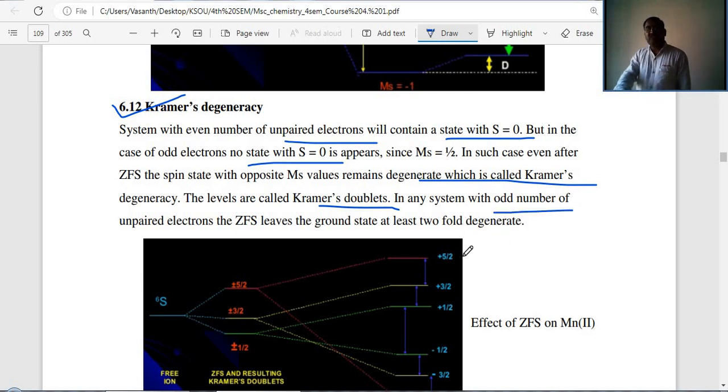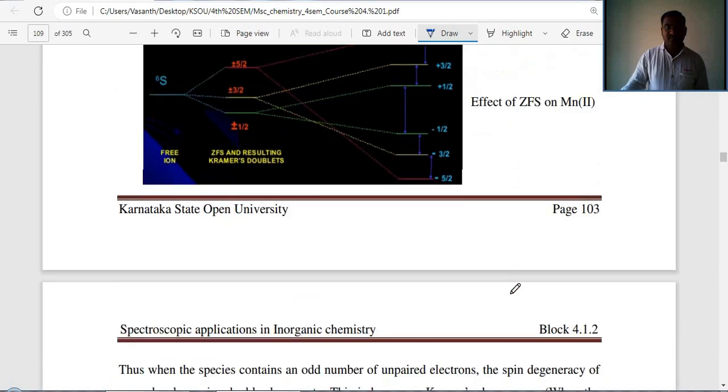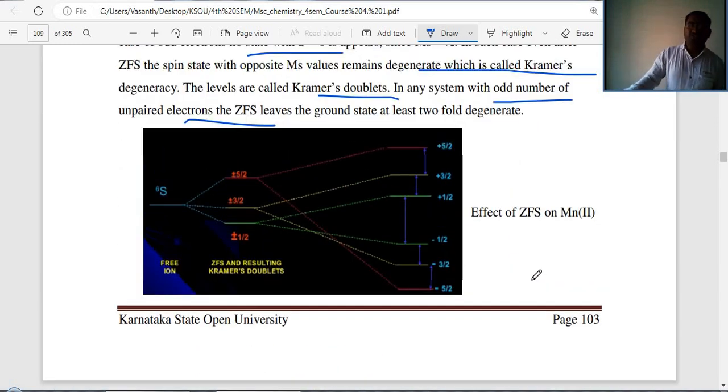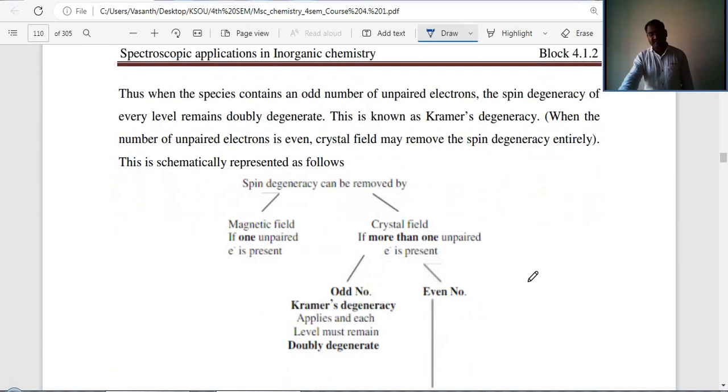In any system with an odd number of unpaired electrons, the zero field splitting leaves the ground state at least two-fold degenerate. This is zero field splitting on magnets.